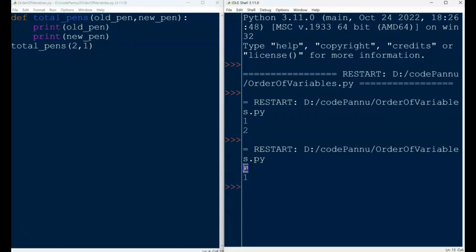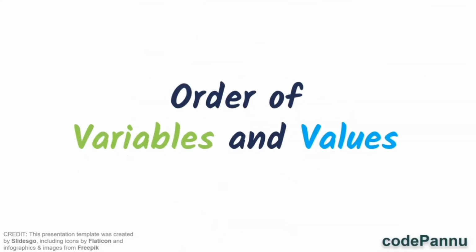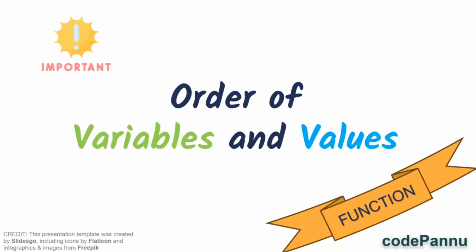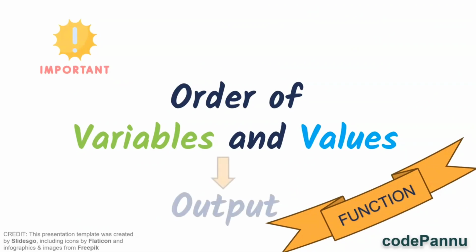The output printed is 2 and 1. Did you see that the value 2 is printed first and the value 1 is printed next? So the order of variables and values is very important when writing our functions. I hope you understand that the order of the variables and values is important to get the correct output too.